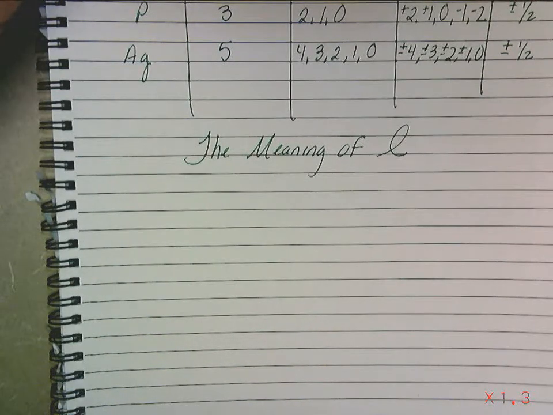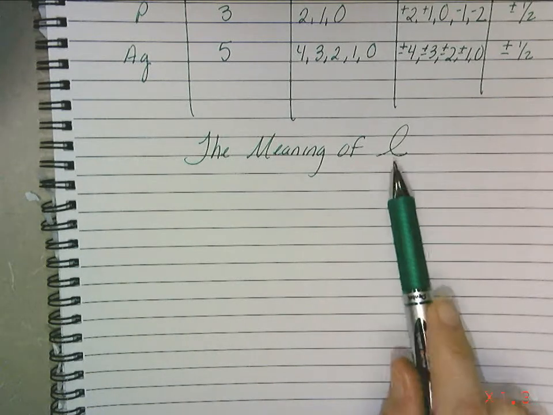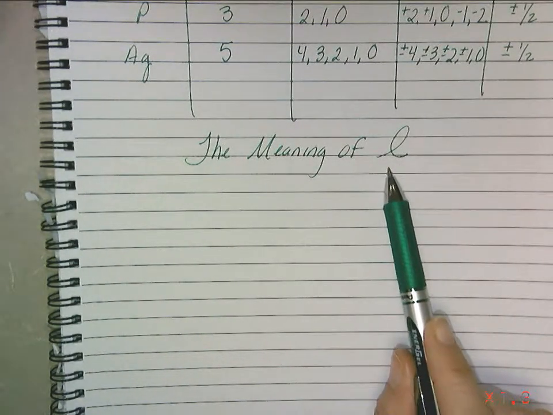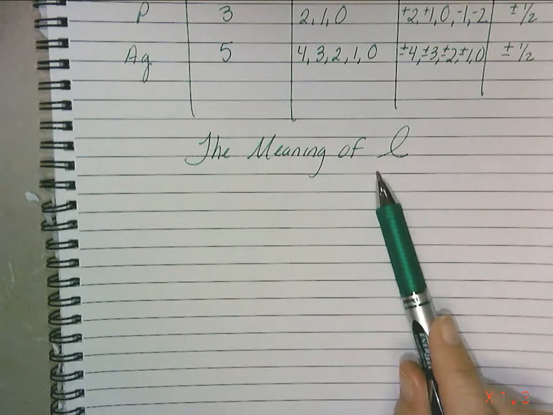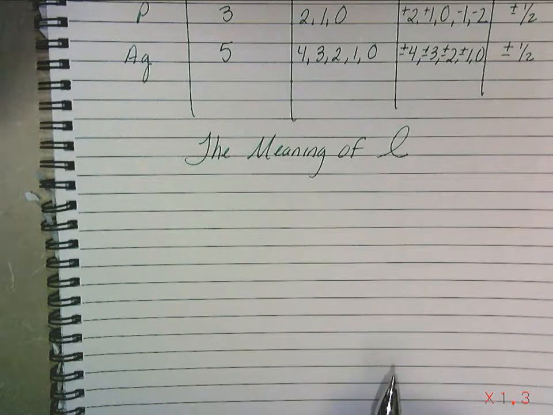Okay, in this video, I'm going to talk specifically about what L means. Remember, we talked before, L is the shape. It has a number that's code for a specific shape. Now, as of right now, there are only 4 shapes that you need to be aware of because that's all that exists on the periodic table.